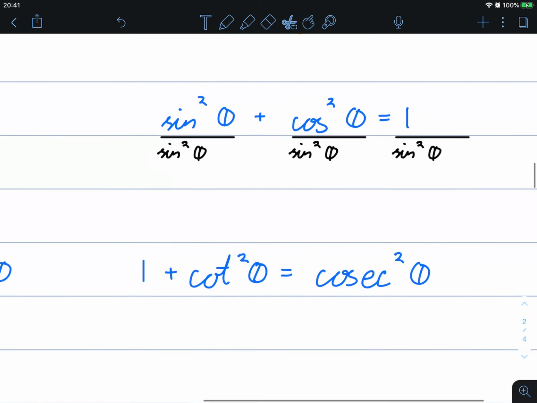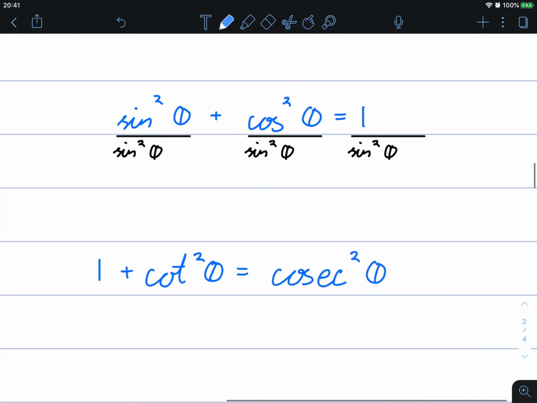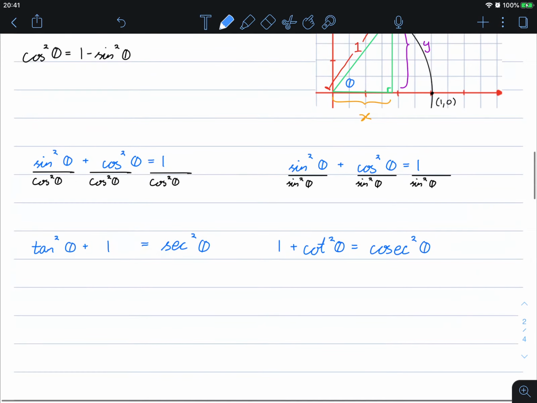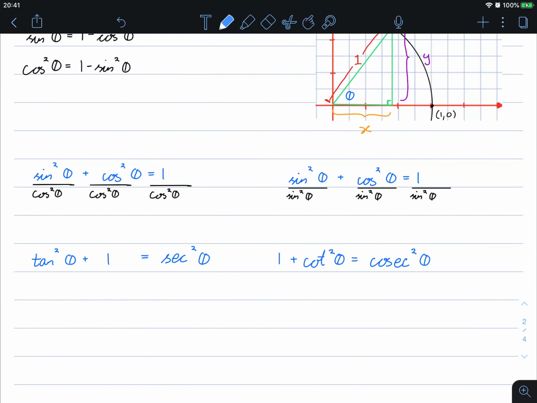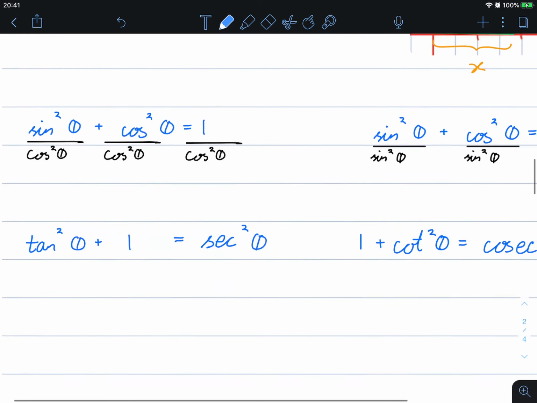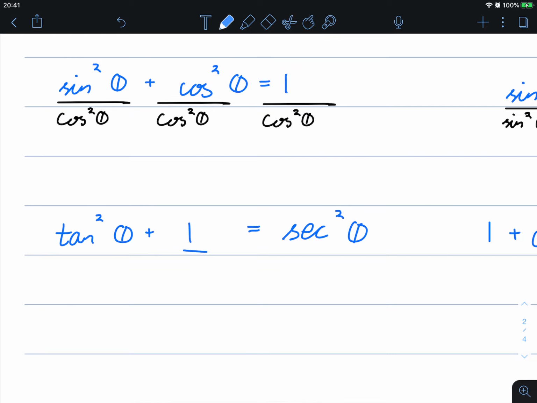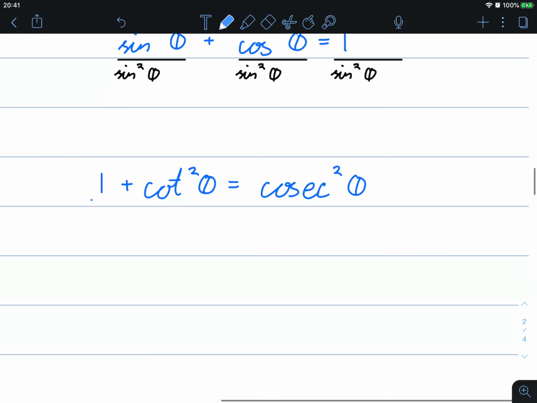If we do the exact same thing, but this time dividing by sine squared, sine squared over sine squared is 1. Cos squared over sine squared is cot squared. And 1 over sine squared is cosec squared theta. There's a little mnemonic that I was taught to remember this, but I'll demonstrate it to you now. A man with a tan is sexy. A man with a cot, he's cozy.